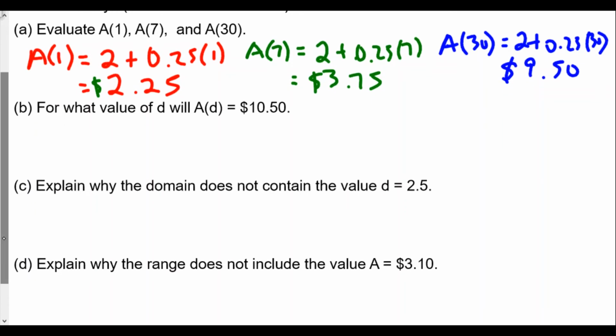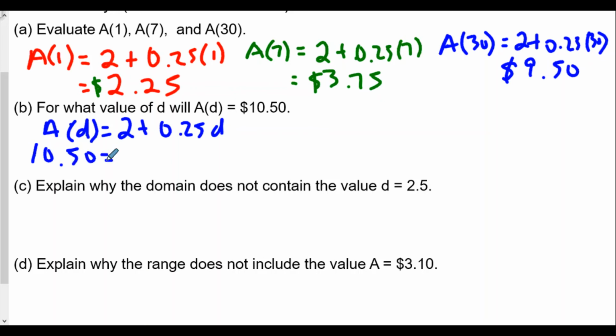So now to solve for this, we're going to set up our formula. A of D, the formula in this case is 2 plus 0.25D. But we're saying in this case, we're going to set this A of D equal to $10.50. So 10.50 equals 2 plus 0.25D. Okay, so we definitely know it's more than 30 days. So we could kind of figure out, well, from what we have here, it's $1 more than the 30 days. So that's 4 quarters. So we should get 34.